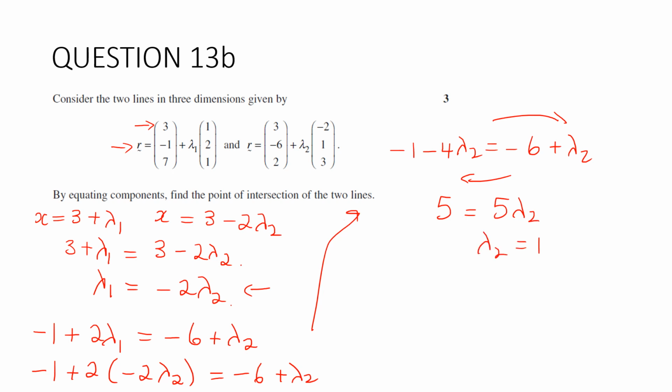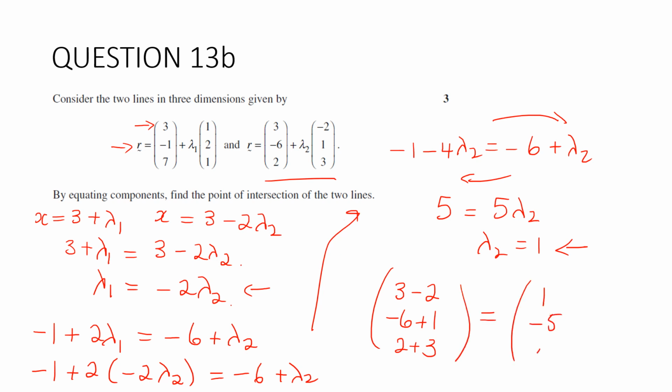so lambda 2 is equal to 1. Now we only need to solve for one of these, either lambda 1 or lambda 2, because now substituting into here we can get the point of intersection, and it's going to be 3 take away 2, negative 6 plus 1, 2 plus 3, which is equal to 1, negative 5, 5.